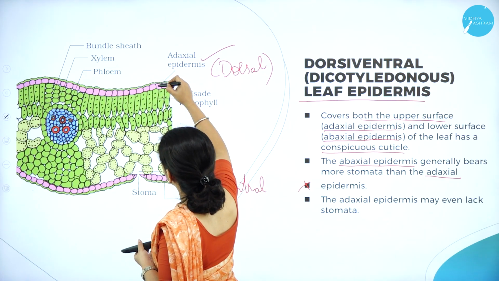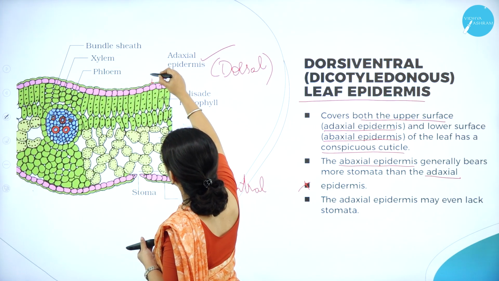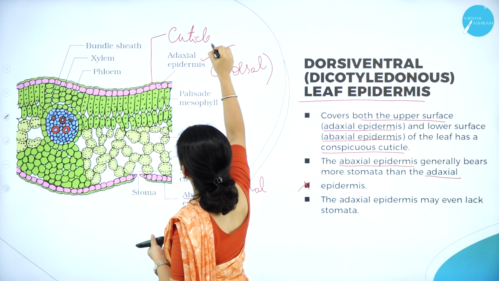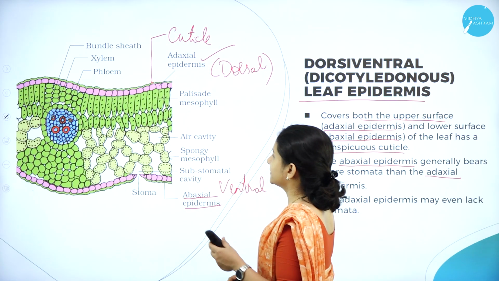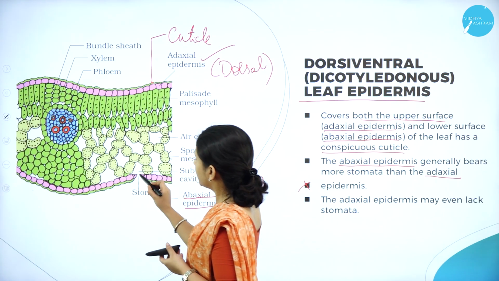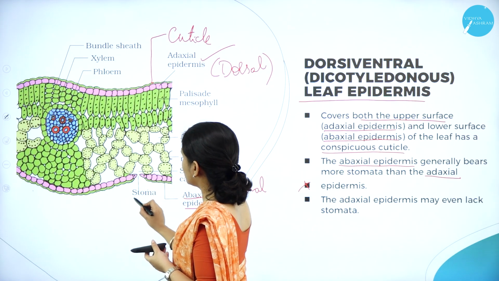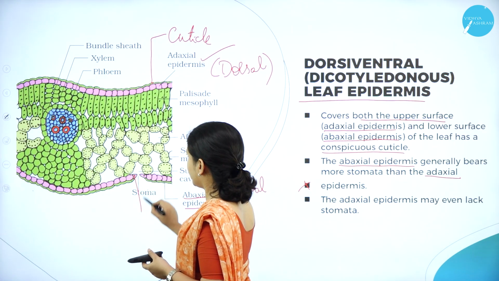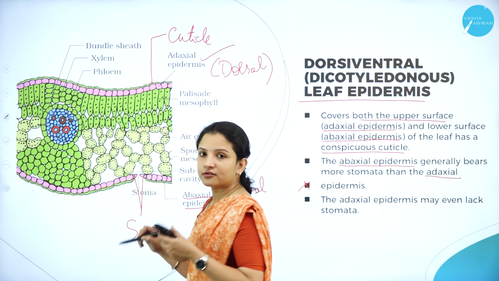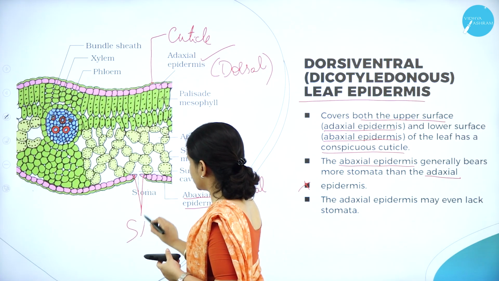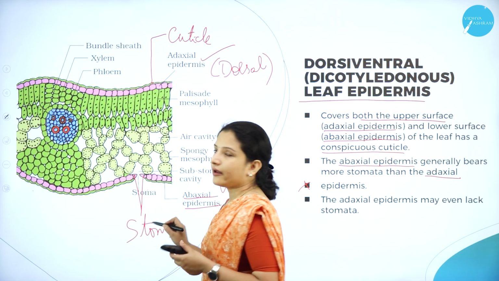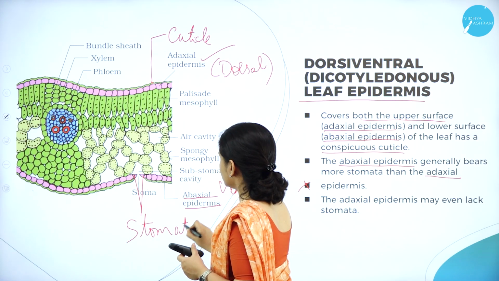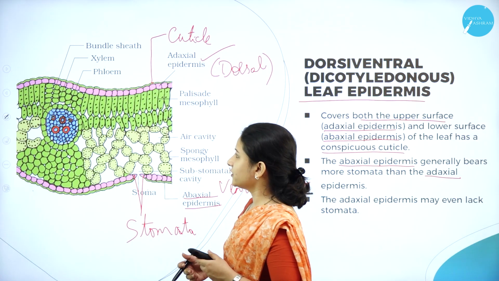So above the epidermis, can you see here, there is one layer called the cuticle. This cuticle is nothing but the waxy covering that is present. And apart from that, here as you can see, they have mentioned the stoma, which is nothing but the opening where the stomata are present. So stomata, or the stomatal apparatus, are present on the abaxial surface, that is on the ventral surface. So stomata are also present on the ventral surface.